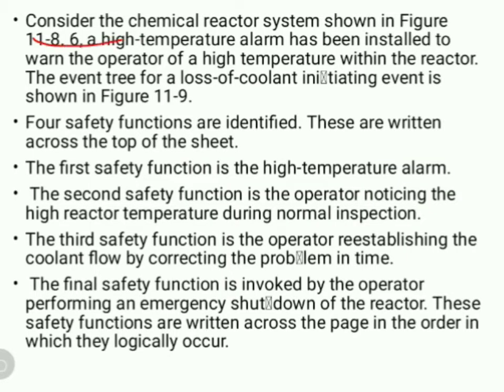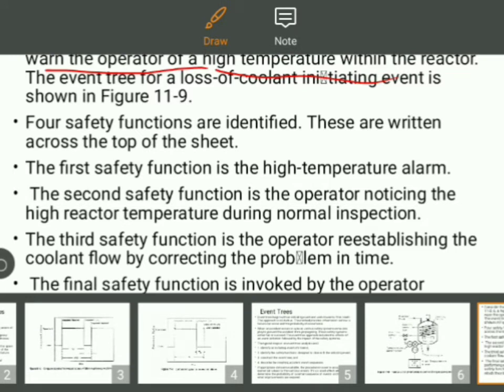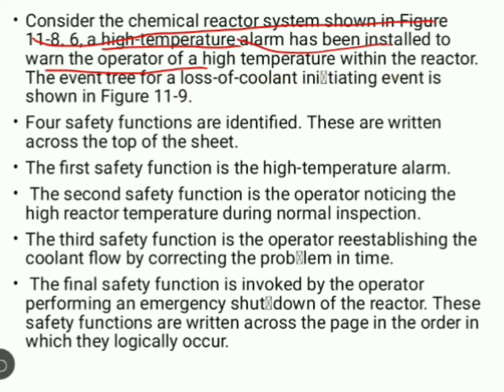Now consider the chemical reaction system. A high temperature alarm system has been installed to warn the operator of high temperature within the reactor. We consider the event tree for loss of coolant initiating event. So first we have to find out the initiating event, and here the initiating event is the loss of coolant. What will happen if the initiating event occurs? An increase in temperature will take place, and there will be chances of an accident. So this is the example.